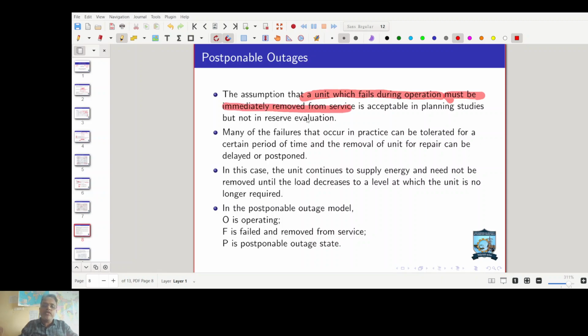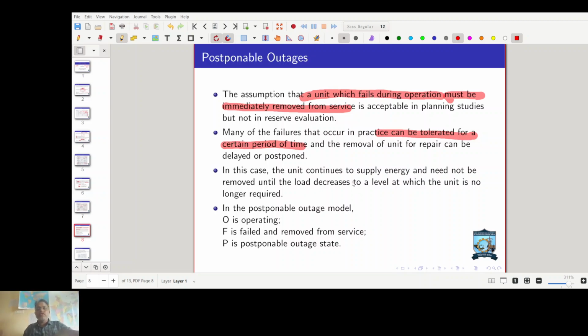So a reserve is generally not removed from the service. Many of the failures that occur in practice can be tolerated for a certain period of time because the reserve may not be required for that time, and the removal of the unit for repair can be delayed or postponed. In this case, the unit continues to supply energy and need not be removed until the load decreases to a level at which the unit is no longer needed.